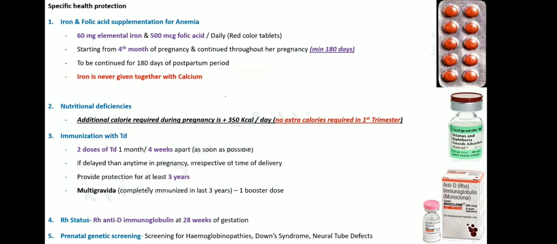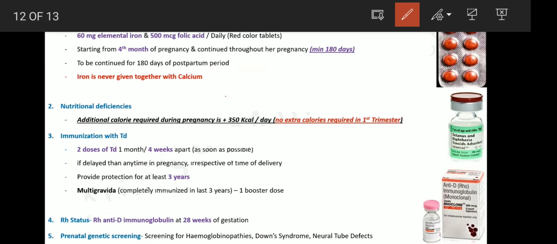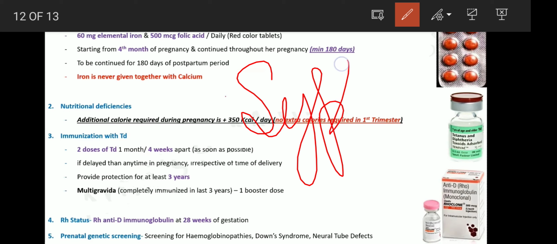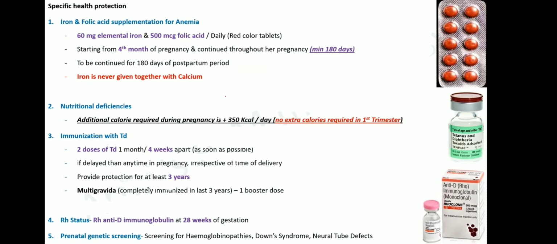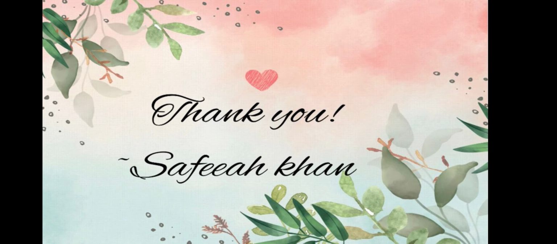So what are the additional things we saw? We saw syphilis, German measles, HIV, and hepatitis. You can write these as additional. So this was all about the antenatal care.